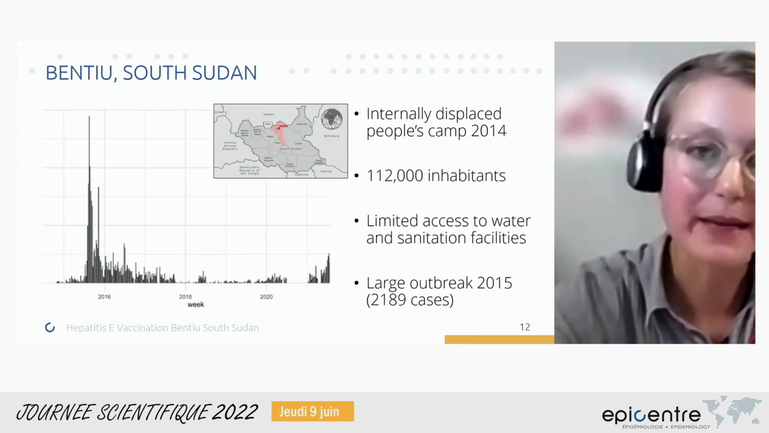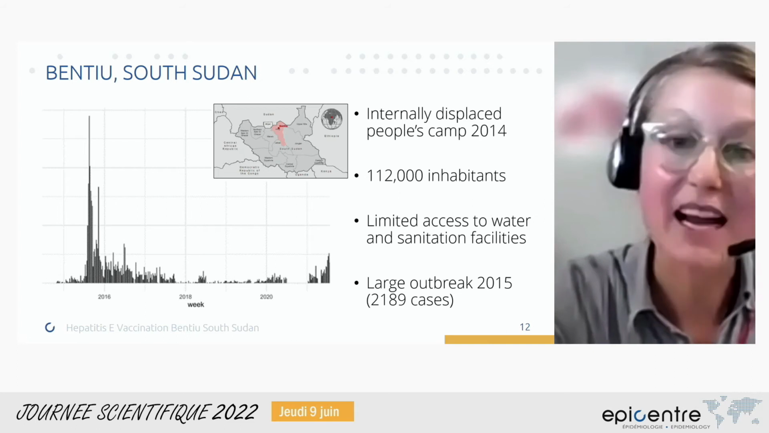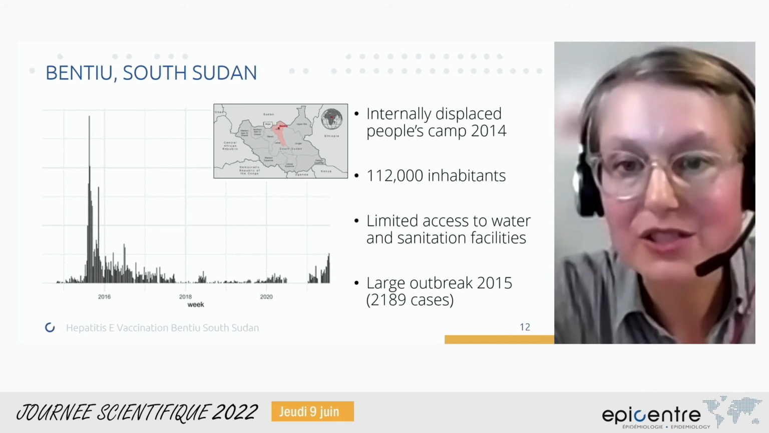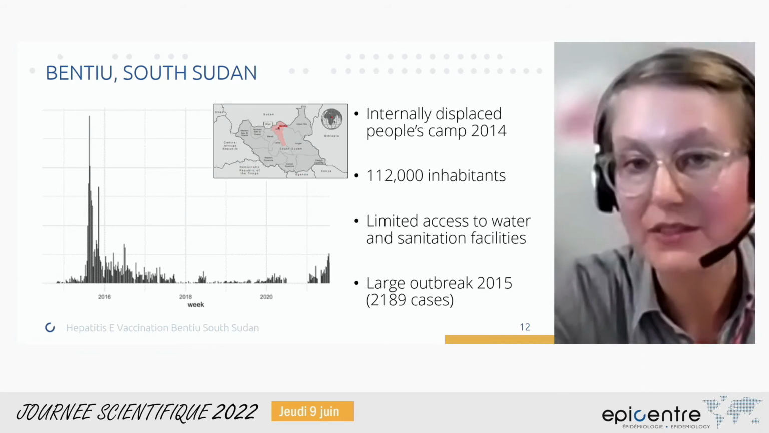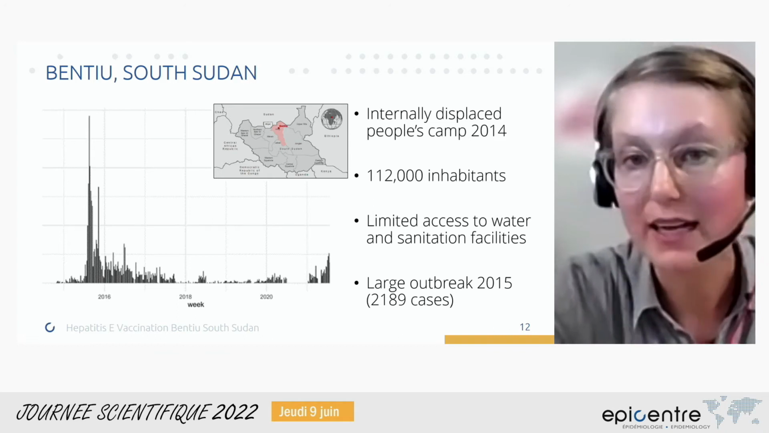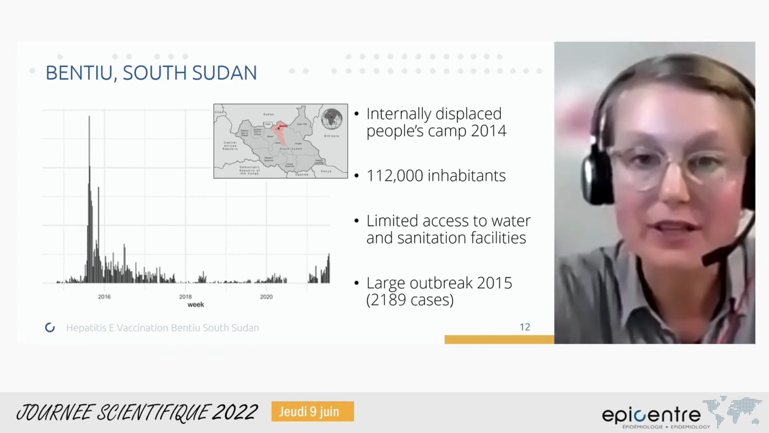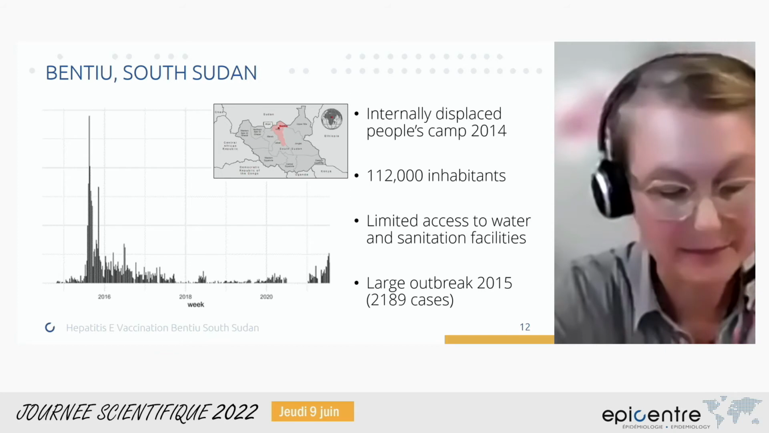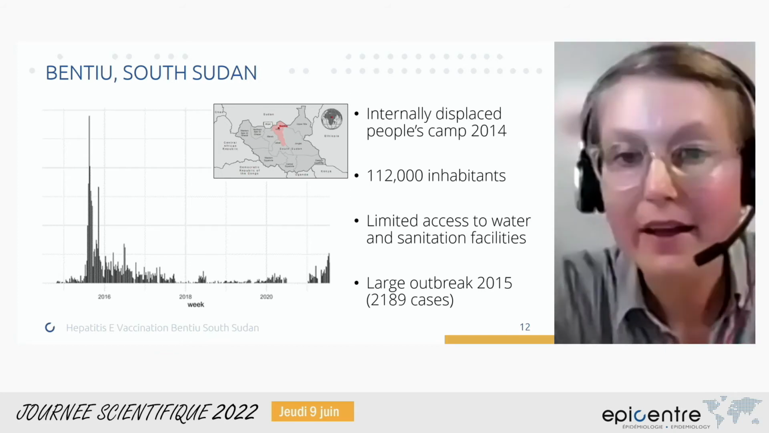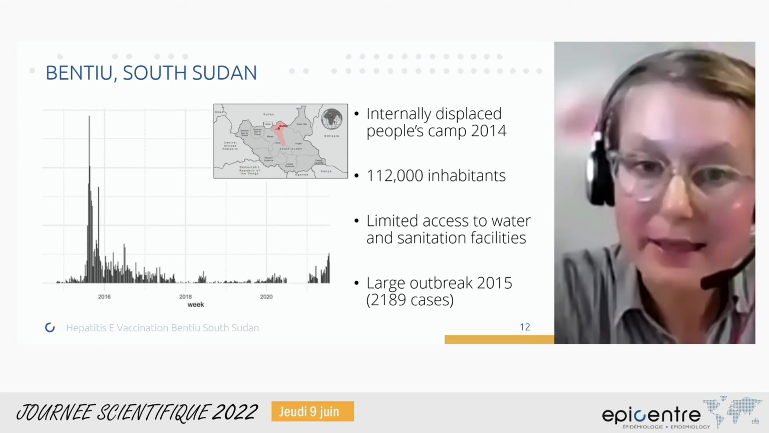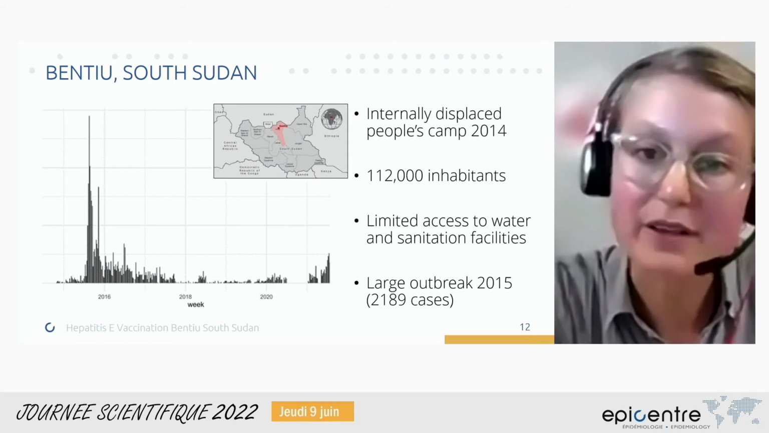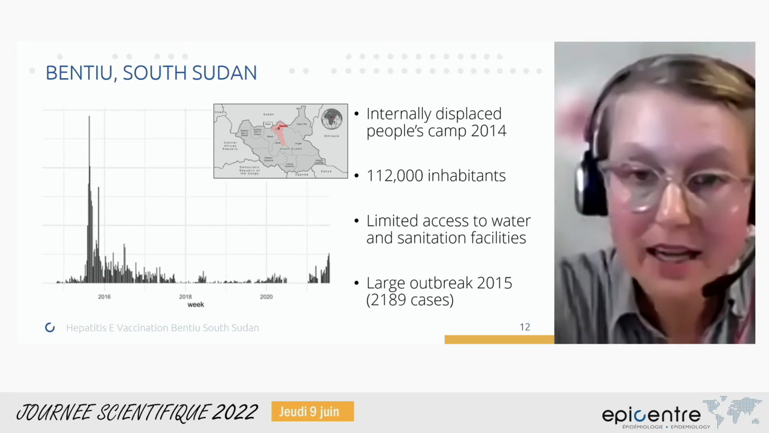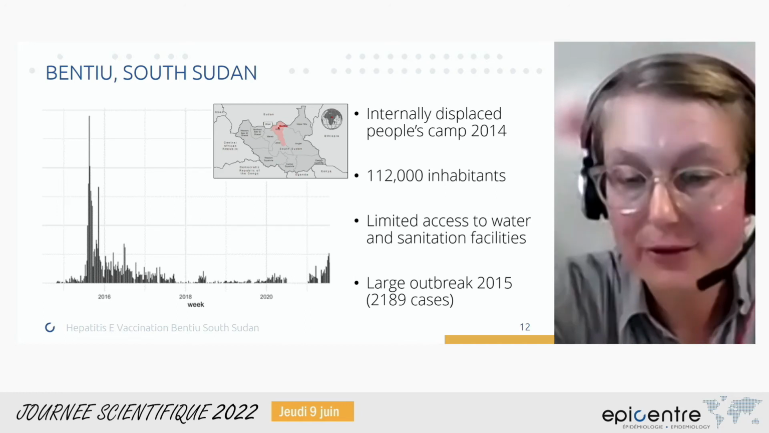So enter Bentiu IDP camp, which is an internally displaced persons camp in Unity State in South Sudan. It was established in 2014 as a protection of civilian site in response to the civil conflict next to the United Nations mission. The population hovers around 100,000 people and is currently 112,000. The camp has a very limited access to water and sanitation. Since its establishment, there have been cases of hepatitis E detected, and there was a large spike of cases in 2015 with over 2,000 cases. Transmission continued and has been continuing until today.